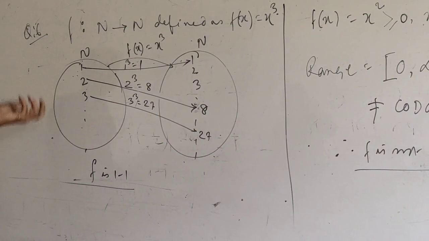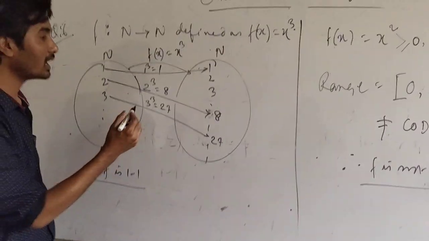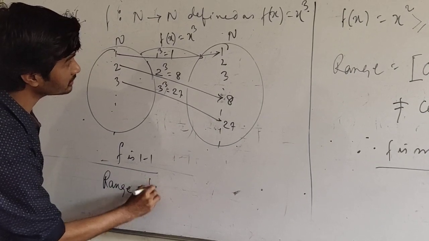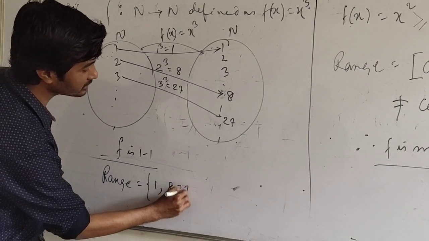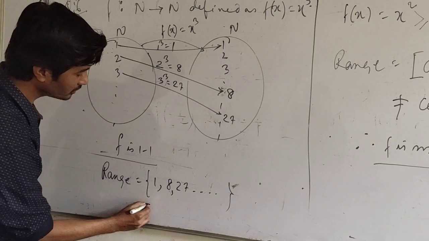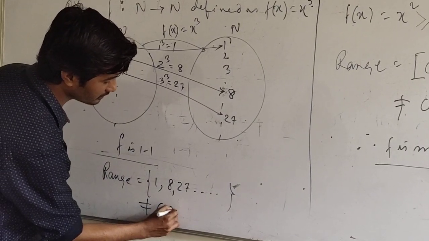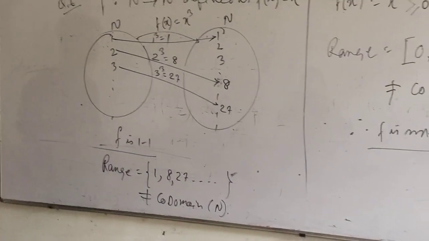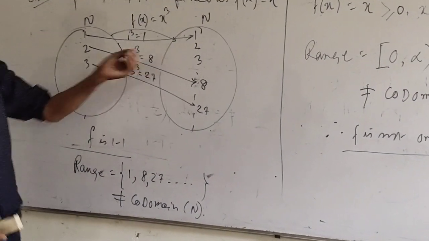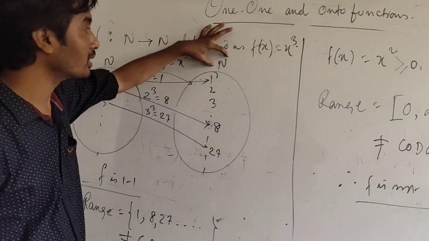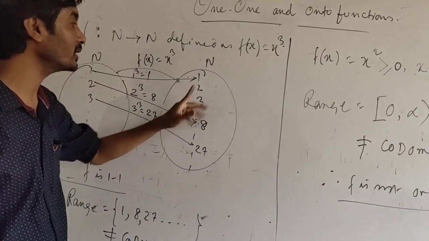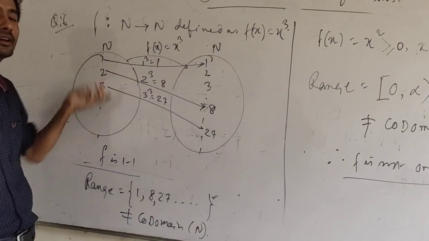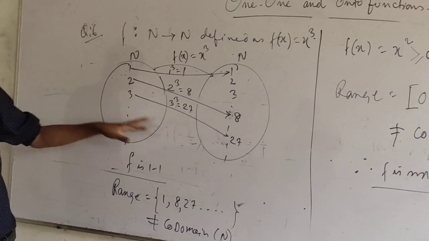And this function is not onto, because see here our range. What is the range here? The range is 1, 8, 27 and so on. This is our range, which is not equal to the codomain N. This means there exist some numbers in our codomain N, such as 2, 3, 4, 5 and so on, which are not images of any natural number in our domain. Therefore, this function is not onto.